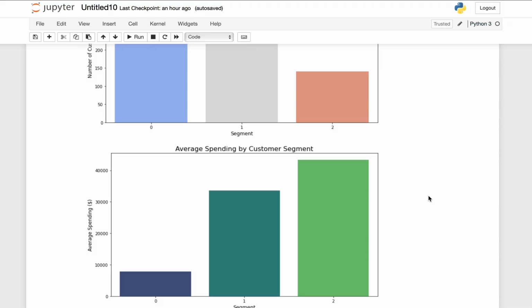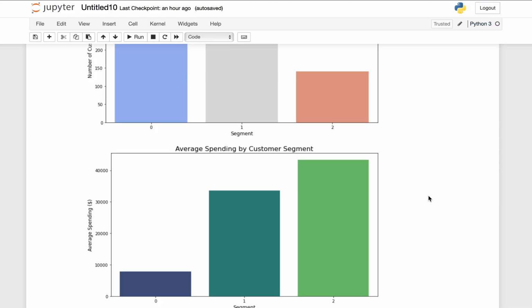And then third, when we're discussing our low spenders, which are going to be segment 0, this is obviously our largest group, but they generate the least amount of revenue. We could potentially focus on increasing the transaction values, again, through promotions, discounts, or campaigns that encourage upselling.